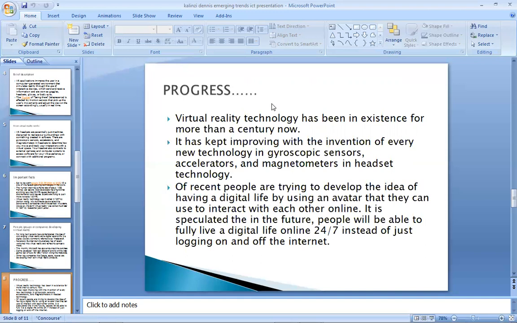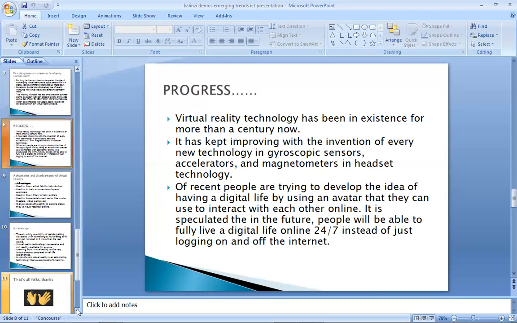It is speculated that in the future, people will be able to fully live a digital life, like 24/7. Instead of just connecting to the internet and saying, I'm online now, you will be able to live online using virtual reality. You come out in the real world, remove your devices and do whatever you want. Then you go back and spend your whole day traveling about the virtual reality world and interacting with people. That is the future of this virtual reality technology.